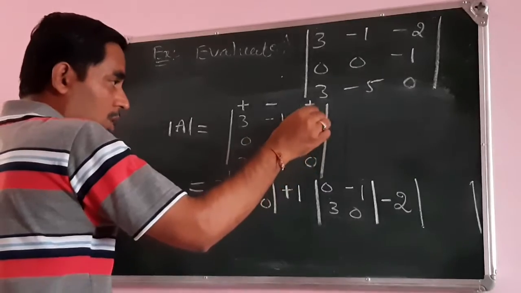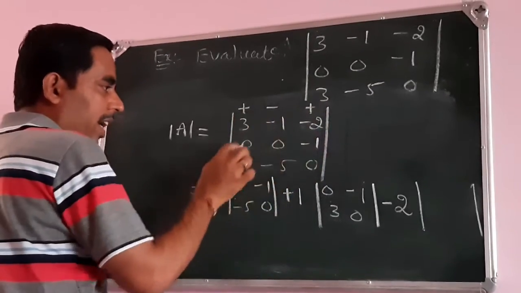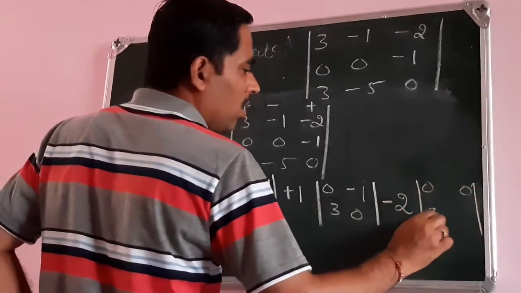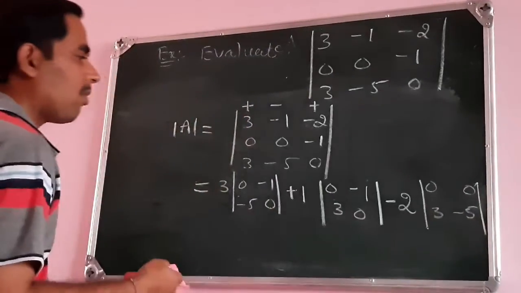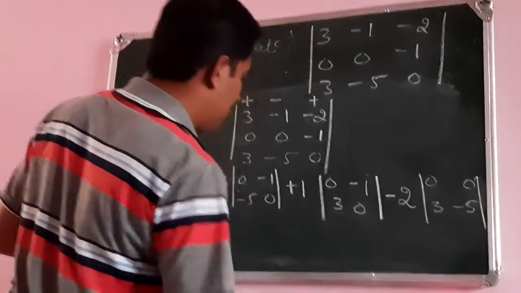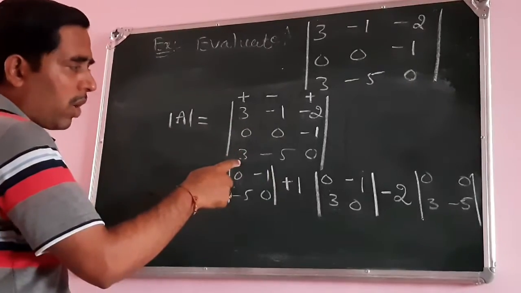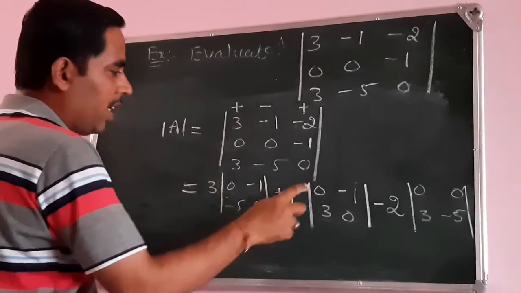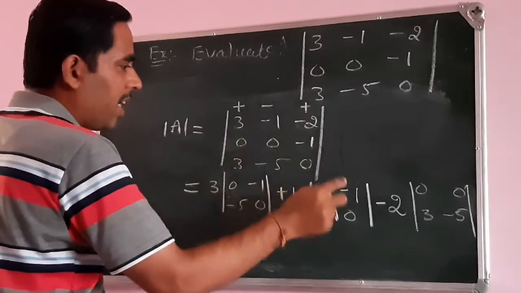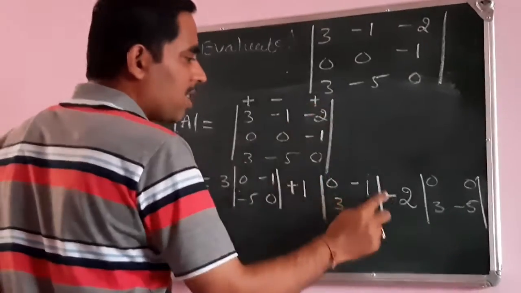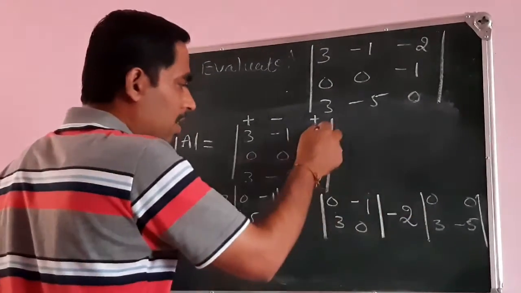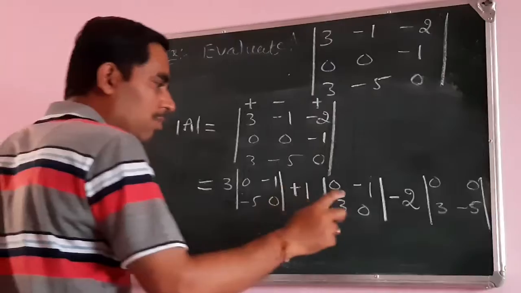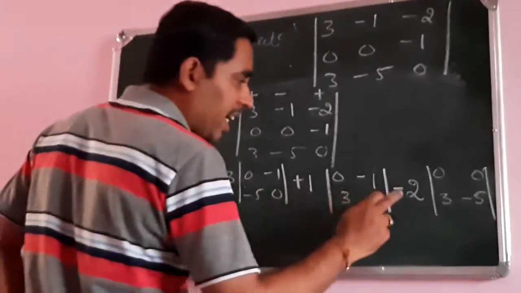Here, minus 2. So you leave this column and this row, and I can write these 4 elements here: 0, 0, 3, minus 5. Observe this 3: I leave this column and this row, 0, minus 1, minus 5, 0, I have written this. Then plus 1 into, leaving this column and this row, 0, minus 1, 3, 0. Then plus into minus, write the product, minus 2. After writing minus 2, you leave this column and this row. What are the elements left over? 0, 0, 3, minus 5. So you should be perfect in signs here.